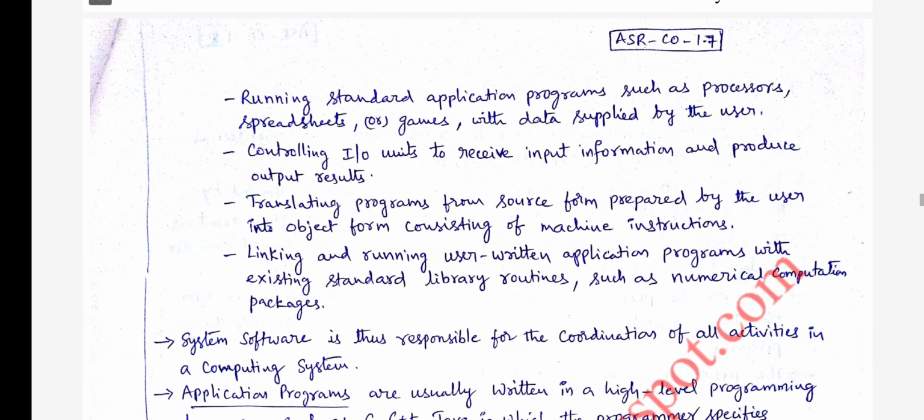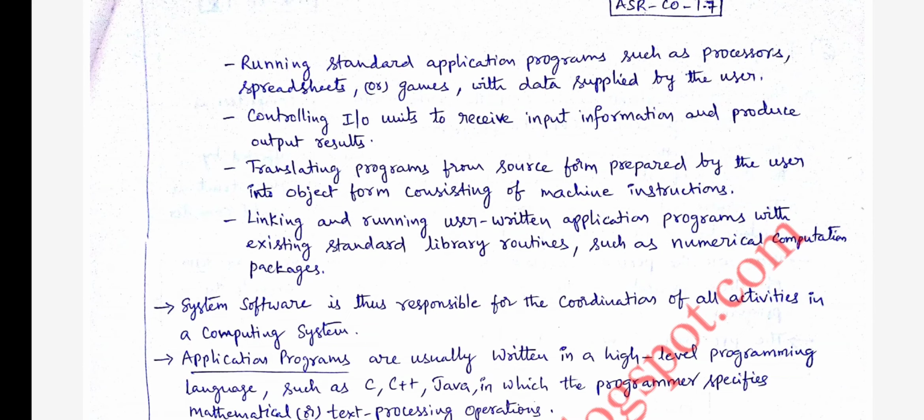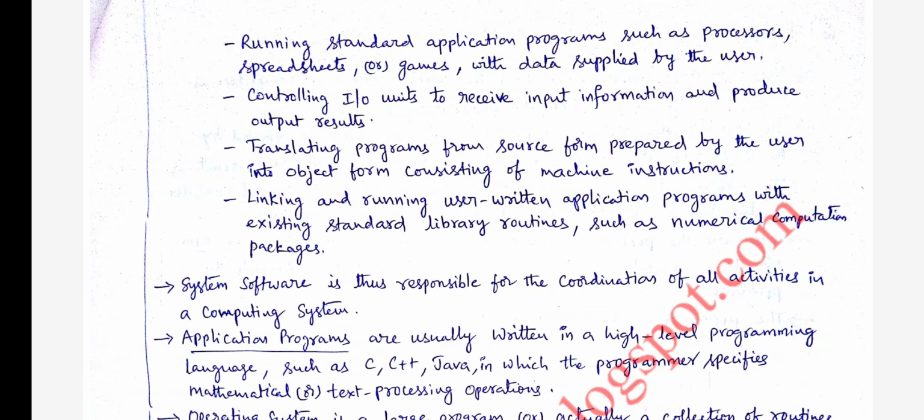Running standard application programs such as word processors, spreadsheets, games with data supplied by the user, controlling IO units to receive input information and produce output results, translating programs from source form prepared by the user into object form consisting of machine instructions, linking and running user-written application programs with existing standard library routines such as numerical computation packages. System software is responsible for the coordination of all activities in a computer system.